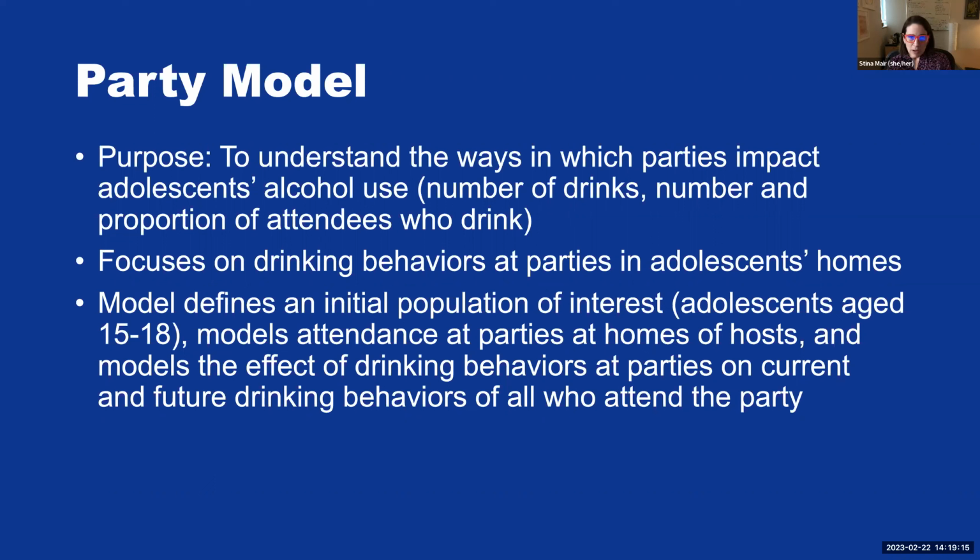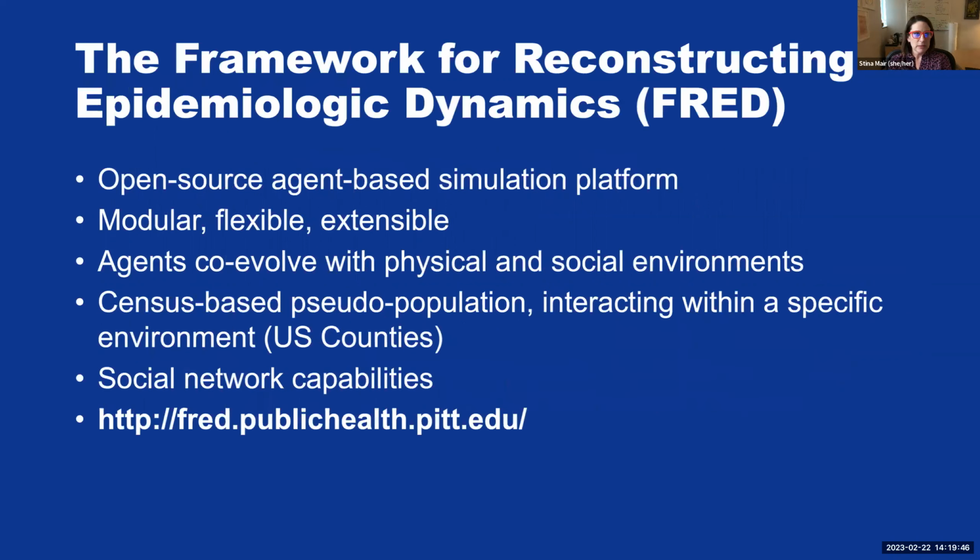It defines an initial population of interest. And here we're looking at 15 to 18-year-olds in Contra Costa County, California. So that's in the East Bay in California, near where PRC is located. It's immediately adjacent to Berkeley and Oakland. And then what we're doing is modeling attendance at parties at the homes of people who host parties. And we think about the effects of drinking behaviors at parties on current and future drinking behaviors of those who attend these parties.